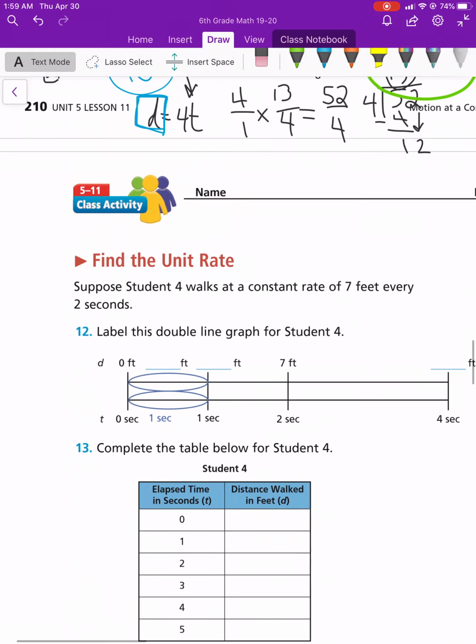Now I have a rule. Obviously 3.5 times 0 is 0, right? So now I have a rule to base this off of.